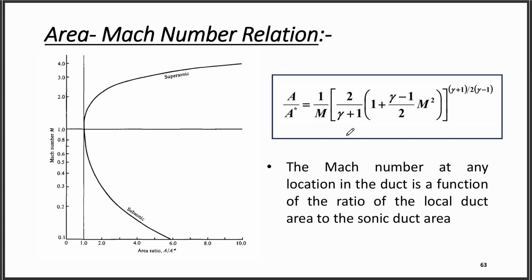First we plot Mach number against this area ratio A by A star. We'll get a plot like this. At any area ratio we'll get two solutions: one is a subsonic solution, one is a supersonic solution. Which solution we get depends on the back pressure condition in the nozzle.